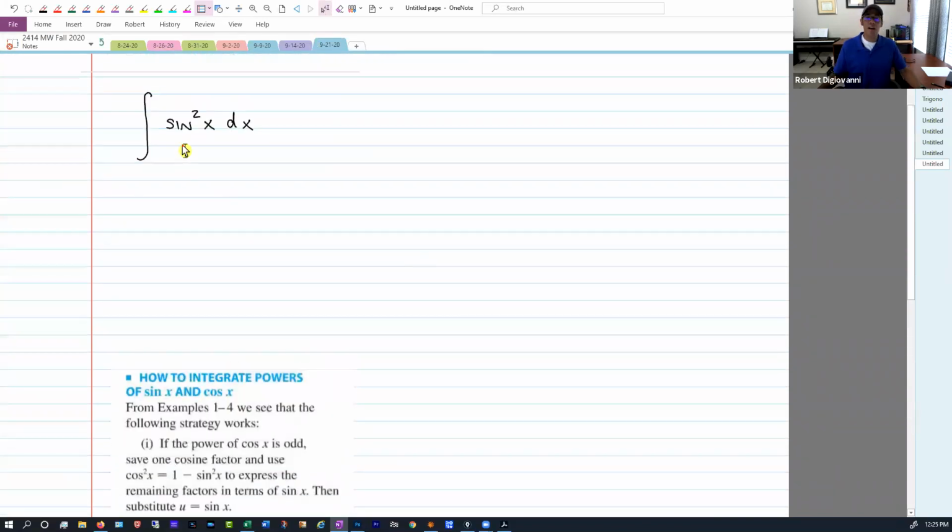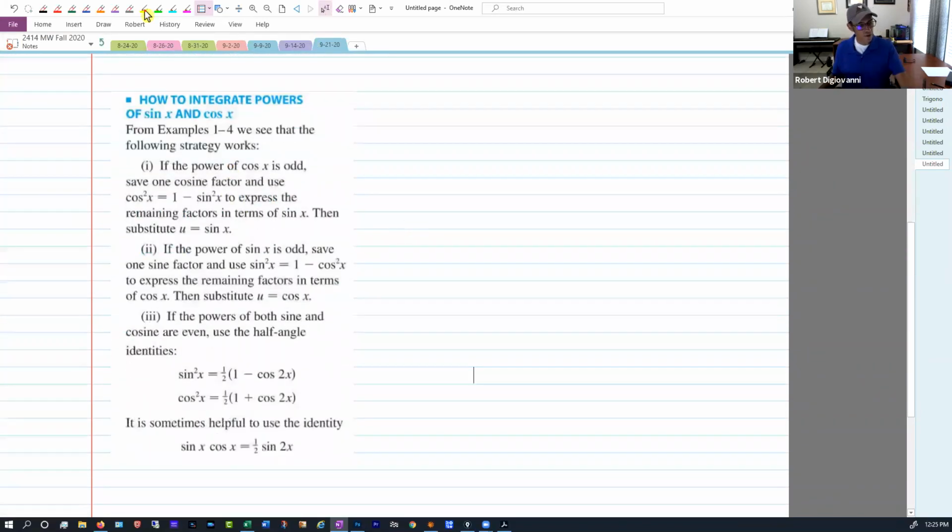All right, so we have sine squared. The first thing it asks is if the power of cosine is odd. Well, we don't have that, but we've done that before, just not this problem. If the power of sine is odd, we don't have that now either. Next, if the powers of both sine and cosine are even. This next way to do it applies whether we have cosine or sine to an even power. You do the same thing on both.